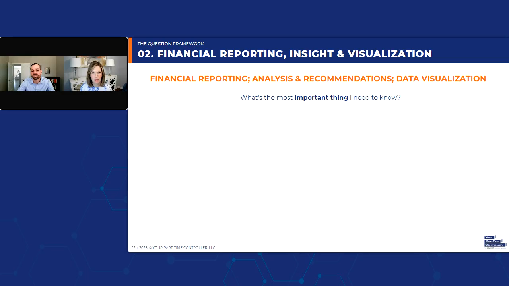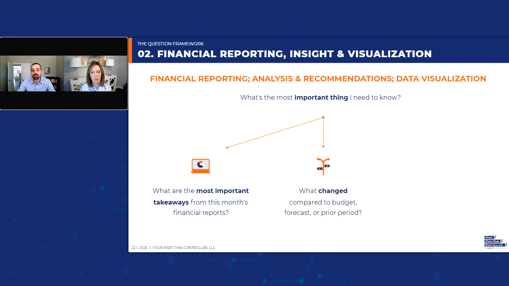Let's walk through a simple question again that leaders can ask, like, what's the most important thing I need to know? The finance team might interpret that as, what are the most important takeaways from this month's financial report? What changed compared to budget, forecast, or prior period? And which variances are expected versus which ones require action? I especially love that last question. Not every variance requires action.